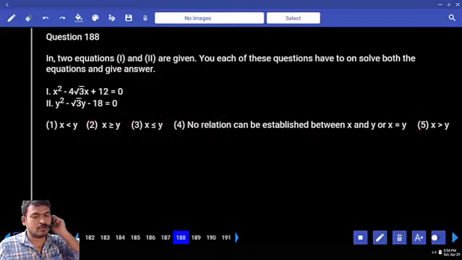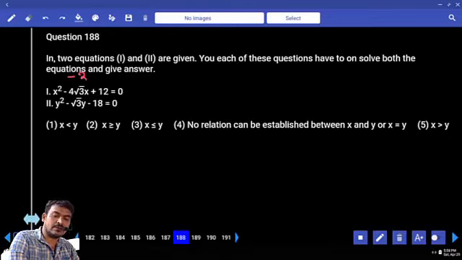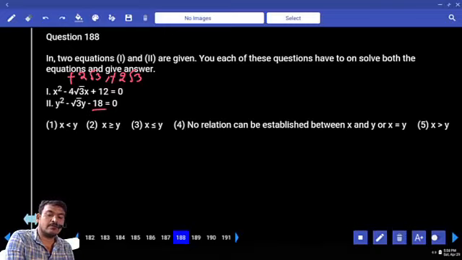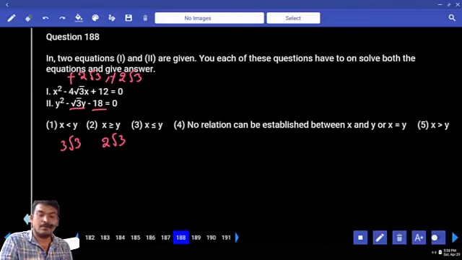Next, 188. X square minus 4 root 3x plus 12 equal to 0. Minus 4 root 3x is written as minus 2 root 3 and minus 2 root 3. 2 into 2 is 4, root 3 into root 3 is 3. Then the initial roots are negative but the final roots are positive. Second one, what is the product value? 18. Sum value root 3. Then one will be written as 3 root 3, another one 2 root 3, minus 3 root 3 plus 2 root 3. The initial roots are negative and positive.